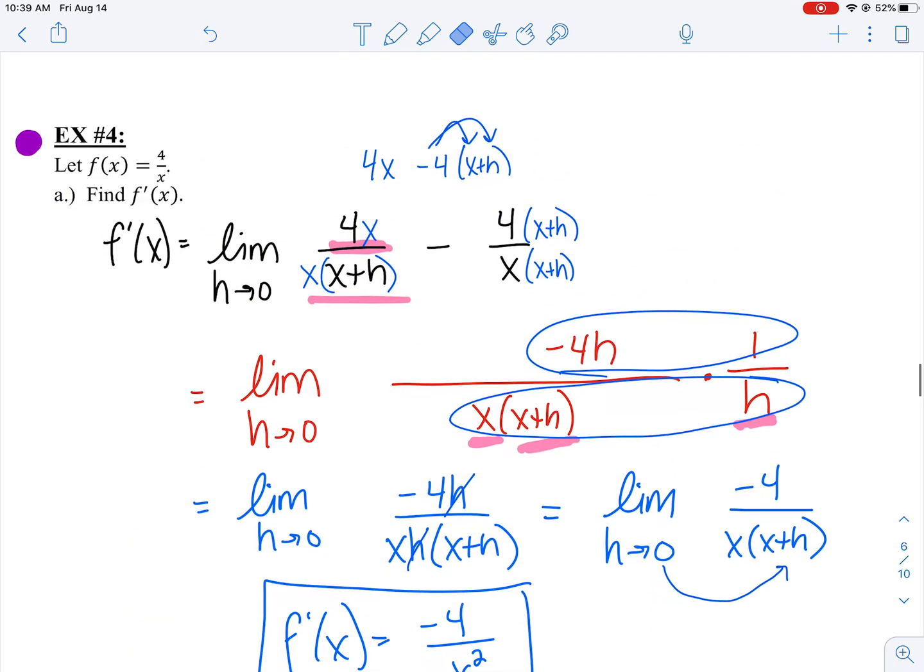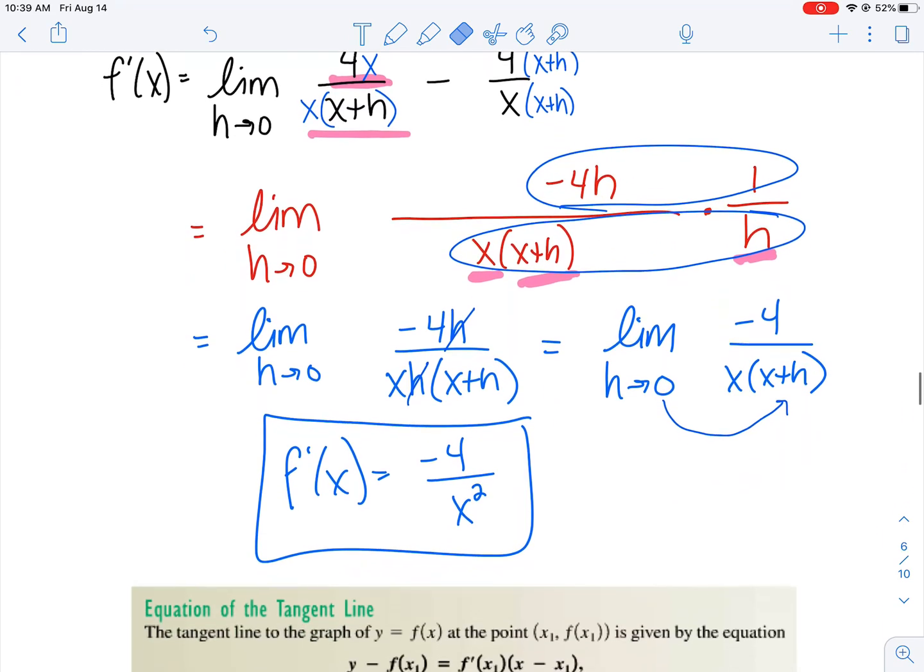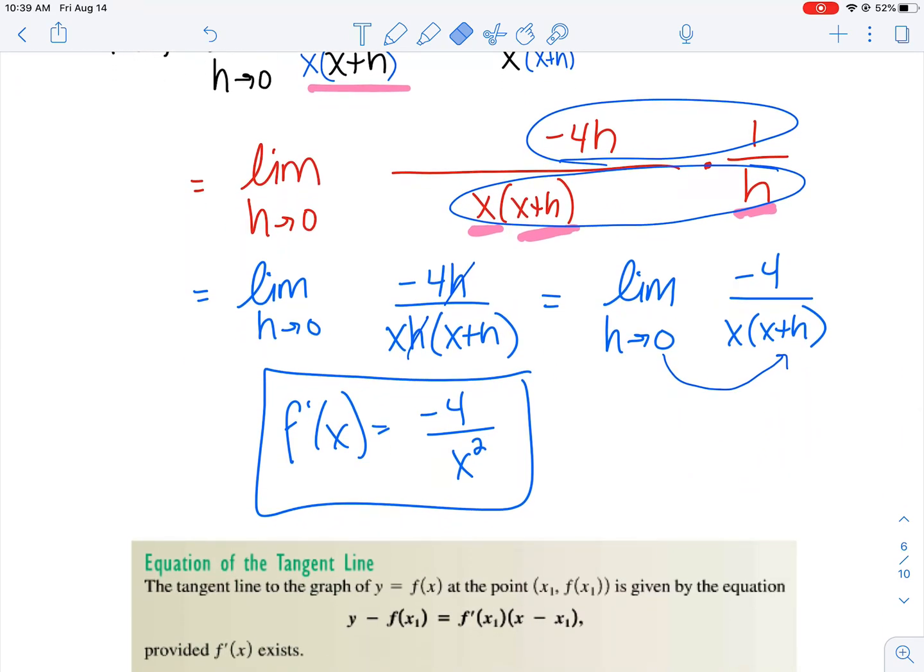Whew, that was a good one. Make sure you practice that. I had a little bit of fractions in there, so make sure that you're comfortable getting that common denominator and multiplying by reciprocals so that we can simplify.